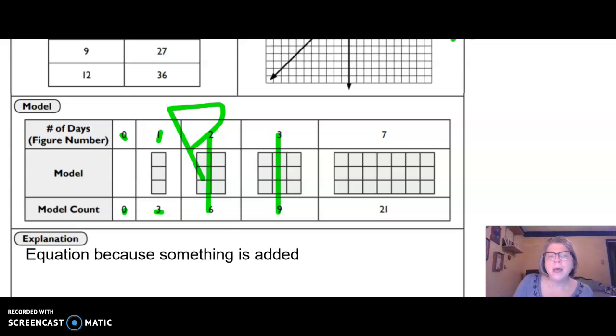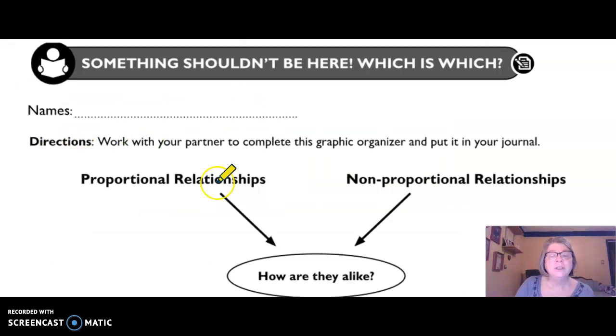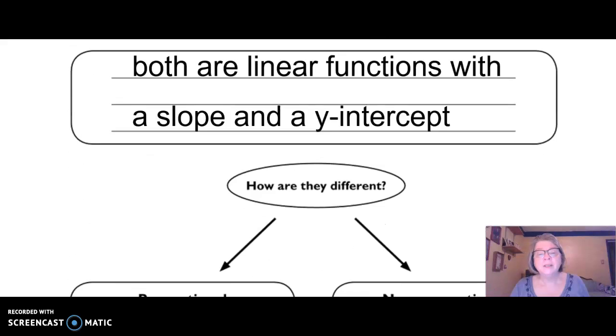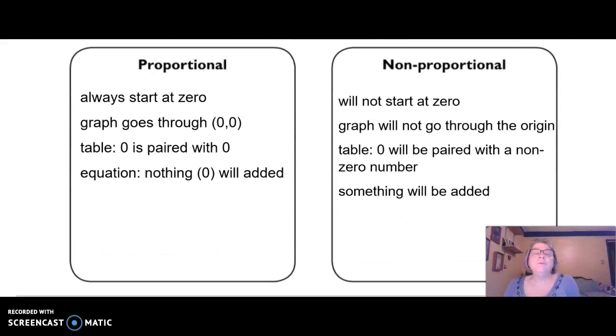This has been a quick review of proportional and non-proportional situations. Remember that a proportional situation will always start at 0. A non-proportional situation will not start at 0. A graph will go through 0, 0. The graph will not go through 0, 0 for a non-proportional. On a table, for a proportional, 0 is always paired with 0. On a table for a non-proportional relationship, 0 will be paired with another number that is not 0. And in equations, if it's proportional, you will not see anything added, and in a non-proportional equation, you will see something added.